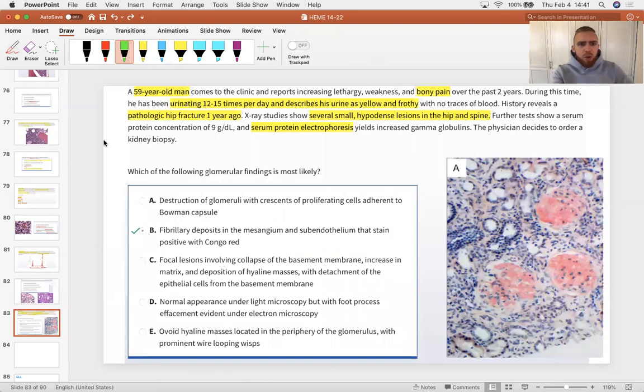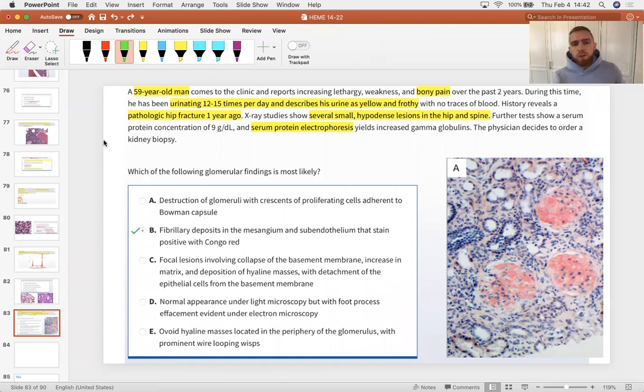Last practice question that we have. A 59-year-old man shows up reporting lethargy, weakness, and bone pain for 2 years' time. He's been frequently urinating, and his urine is yellow and frothy. And what I want to tell you is that frothy is a synonym for bubbly. And anytime you see frothy or bubbly urine, you're thinking proteinuria.